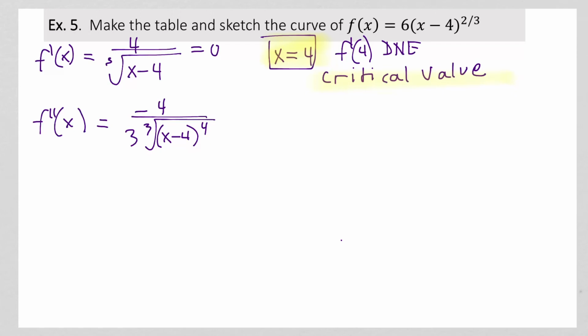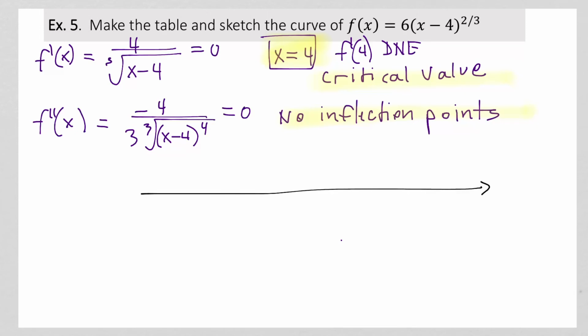Now looking at f double prime, I could say the same thing. I can't get this function equal to 0 because I've got a constant in the numerator. So that means I have no inflection points. All right, so let's go ahead and set up our number line.